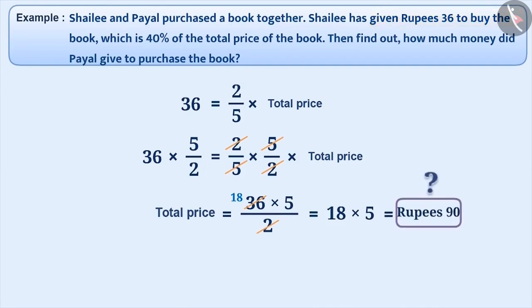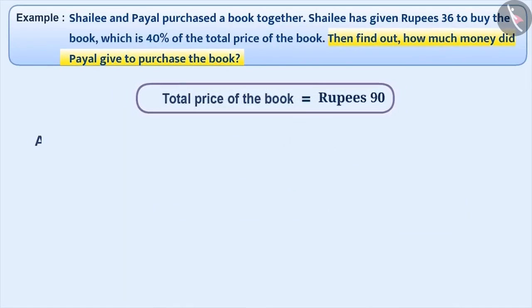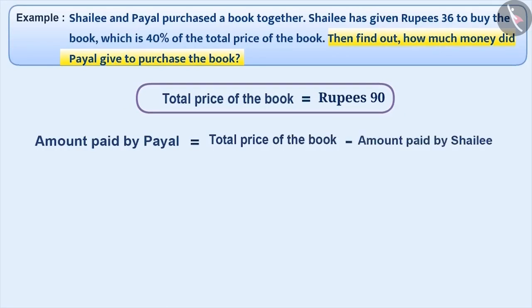Is this the answer to the given question? No. We need to find out the amount paid by Payal. We can find this in the following way. Amount paid by Payal is equal to total price of the book minus amount paid by Shelley, which is equal to 90 minus 36, which is 54. Therefore, Payal has given 54 rupees.